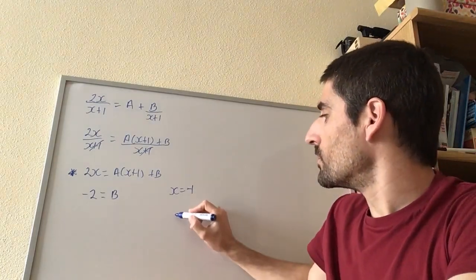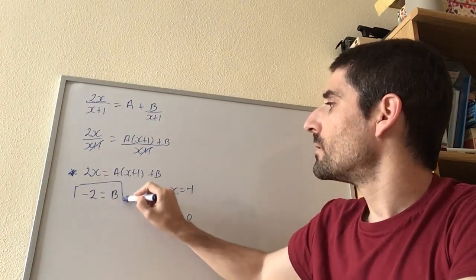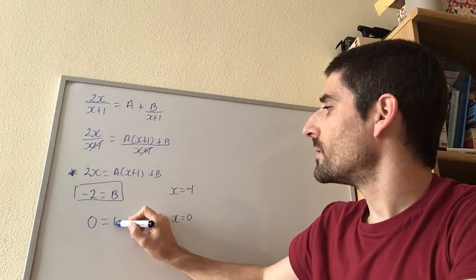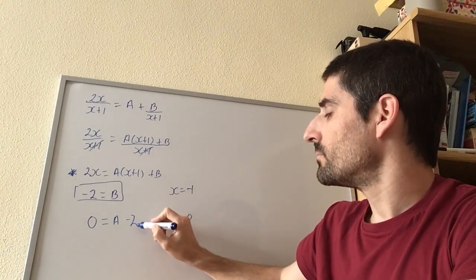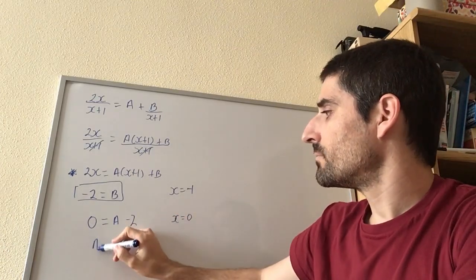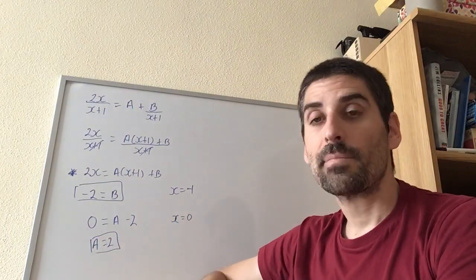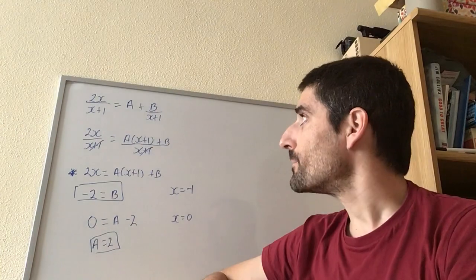Now let's substitute what happens when x is 0. So when x is 0, I get that 0 equals a plus b, but b is -2. So a is 2. Done. Sorted. Easy. That's it.